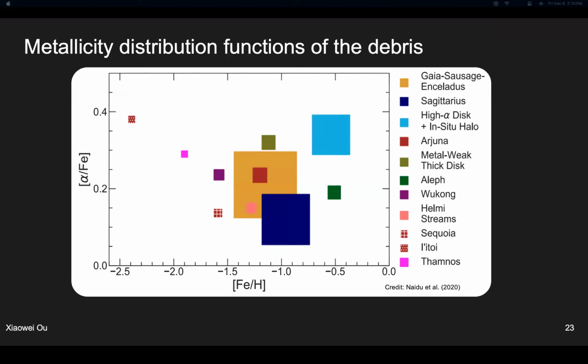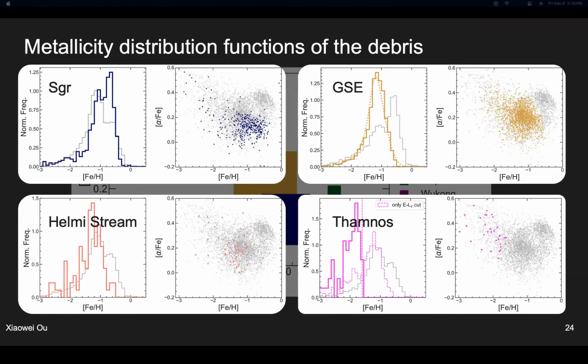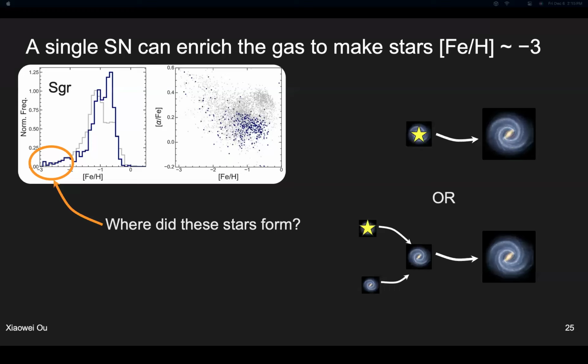If we zoom into the actual metallicity distribution function for every individual one of them, so picking some of the more massive ones here, Sagittarius, the Gaia Sausage Enceladus, Helmi stream, Thamnos, what you see is that all of them have this extremely metal-poor tail down to metallicity of -3. The question here is now, because we're focusing on the low mass systems, how far down can we push this whole mean metallicity scheme, right?